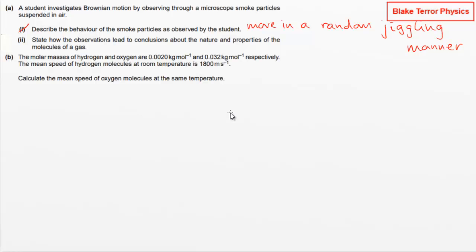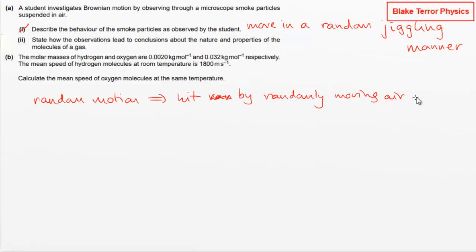State how the observations lead to conclusions about the nature and properties of the molecules of a gas. Right, so the random motion, we can pick out various bits. You can have the random motion. That implies that the particles are hit by randomly moving air molecules. So we can link those bits together.